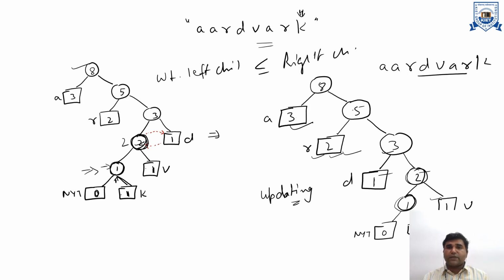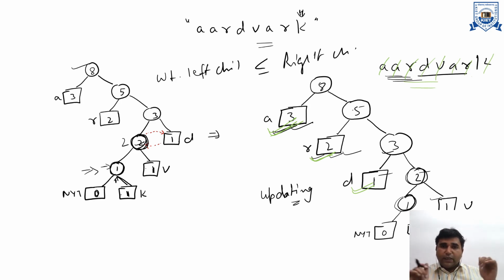Now see one thing, we have a string of symbols like A A R D V A R K. This is our string of symbols. Now we can easily see that all the symbols lie on the leaf nodes. A is encountered 3 times, so it has the weight value 3. Again R is encountered 2 times, and this R is on a leaf node having weight value 2. Now letter D is encountered 1 time. Then K is encountered 1 time, so the weight value is 1. Then V also has the weight value 1 and is encountered 1 time. So you can easily see that all the symbols in the string lie on the leaf nodes in the tree.